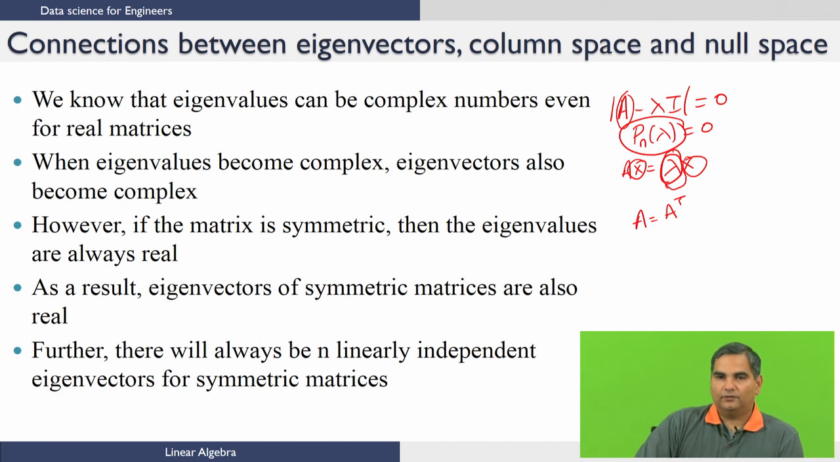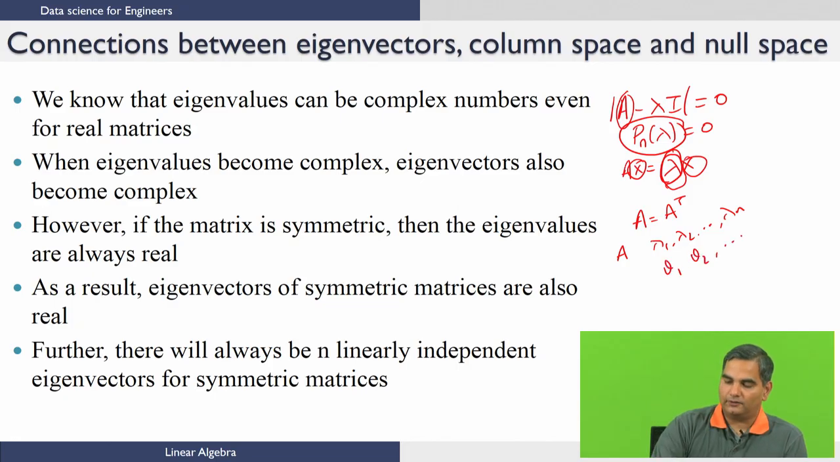Now, there is another aspect of eigenvalues and eigenvectors that is important. If I have a matrix A and I have n different eigenvalues lambda 1 to lambda n, all of them distinct, then I will definitely have n linearly independent eigenvectors corresponding to them, which could be nu 1, nu 2 all the way up to nu n.